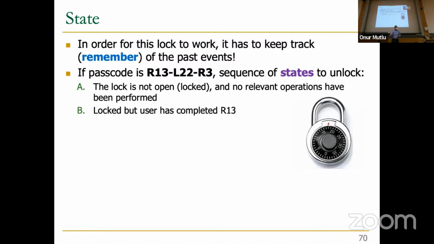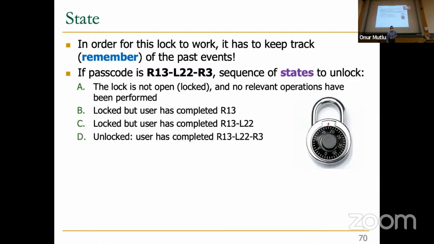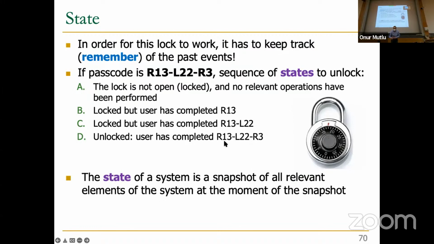When you actually turn it to the right to 13, you could get to another state where it's locked, but the user has completed R13. So the user has made some progress in the right direction. And then if the user inputs L22, it's still locked, but the user has completed a sequence of R13 and left 22. And then if the user inputs R3, meaning turns it right to 3 while you're in this state, then the user has completed the right sequence of events, and this becomes unlocked. So the output becomes unlocked, or 0. You can represent unlocked with 0, for example, or 1. Your choice. So basically, there are 4 states in this case.